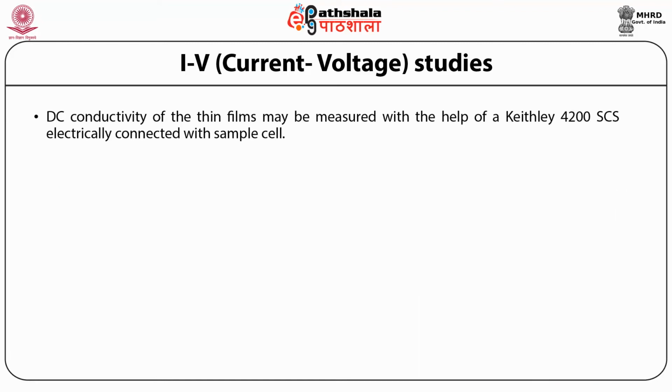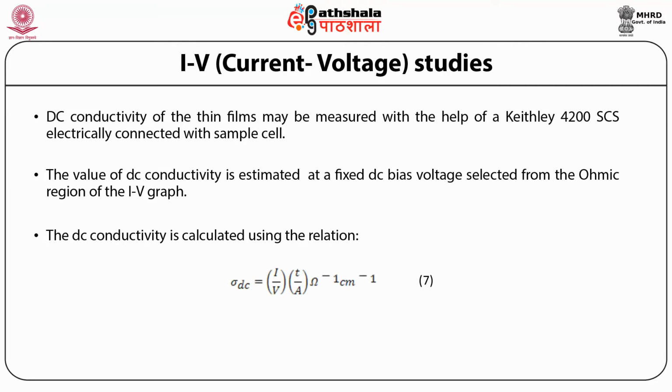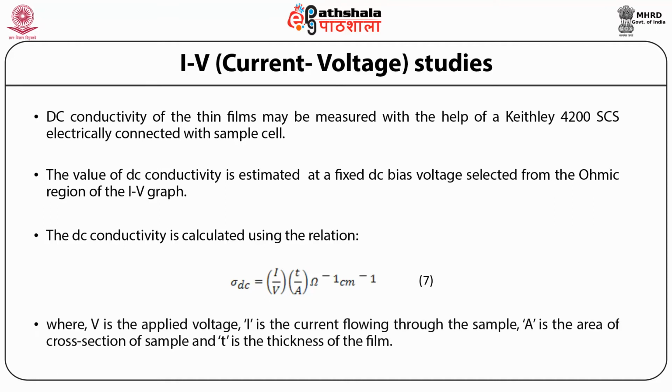DC conductivity of the thin films may be measured with the help of a Keithley 4200 SCS electrically connected with the sample cell. The value of DC conductivity is estimated at a fixed DC bias voltage selected from the ohmic region of the IV graph. The DC conductivity is calculated using the relation sigma DC equals 1 by V times (I divided by A) with the units of ohm inverse centimeter inverse. Here V is the applied voltage, I is the current flowing through the sample, A is the area of cross section of the sample, and small t is the thickness of the film.